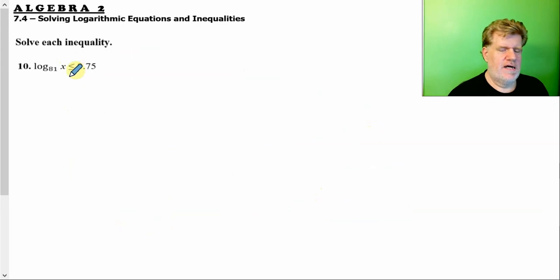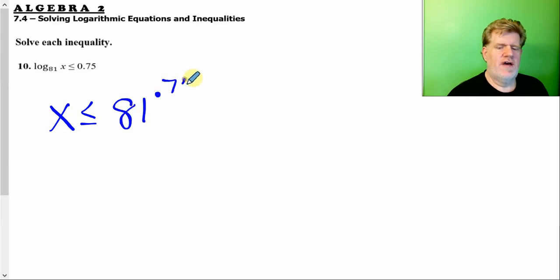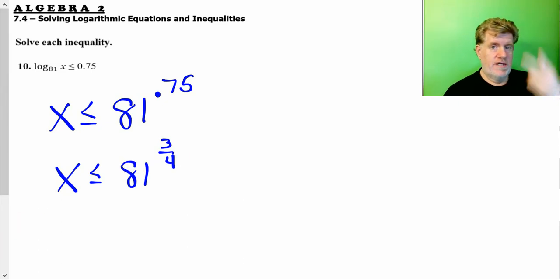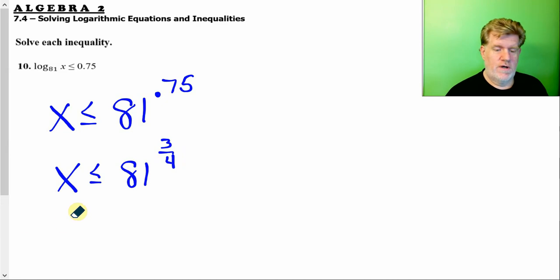All right, what do we got here? x is less than or equal to, we're going to bump that 81 over, 81 to the 0.75. Now, if you have a calculator, you can figure that out pretty easily. However, I don't want to use it. I'm going to change 0.75 to be 3/4. Remember, the bottom number is the root. What's the 4th root of 81? Well, it's 3, because 3 times 3 times 3 times 3 is 81.